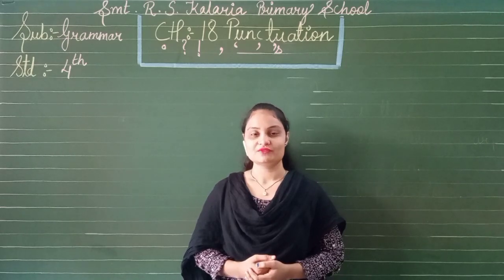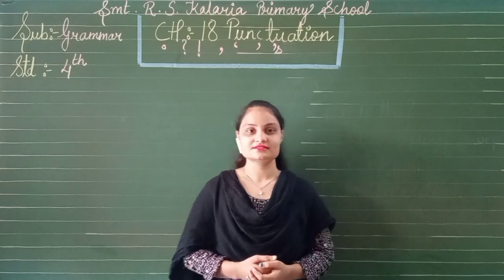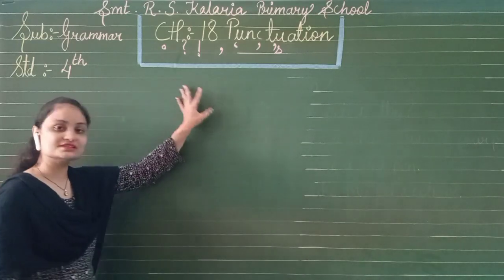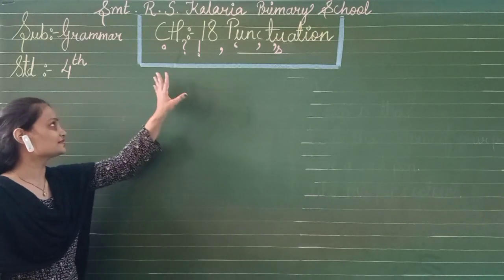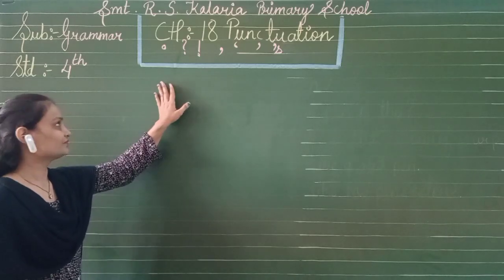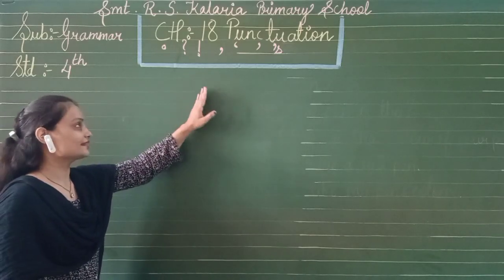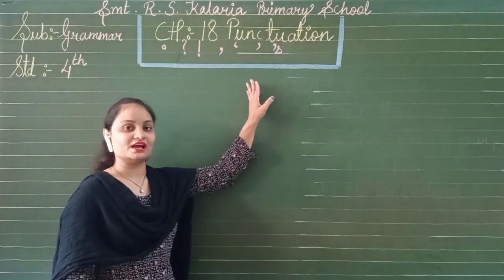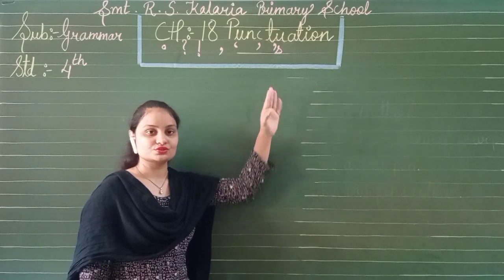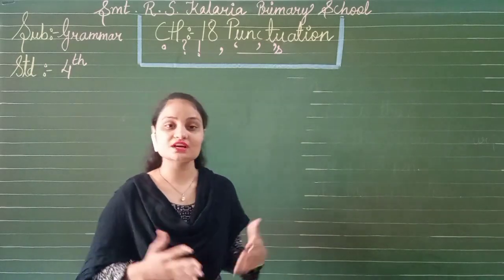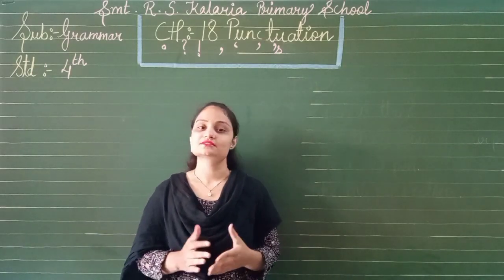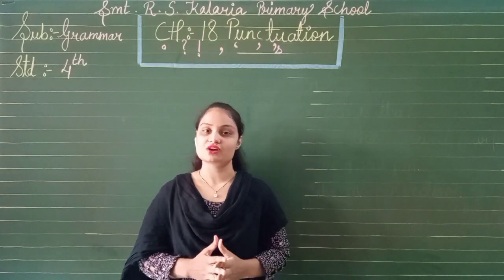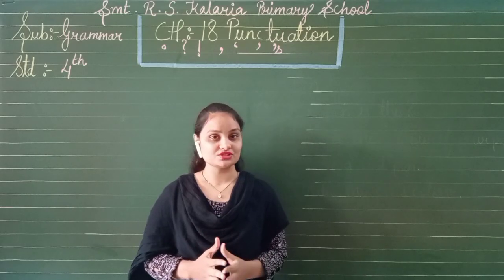So students, first of all, let's study the symbols that are on the board. Can you see the symbols? Yes, the symbols are full stop, question mark, exclamation mark, comma, quotation mark and apostrophe s. So students, what are the symbols known as together? The symbols are known together as punctuation marks. So our first topic is punctuation marks.